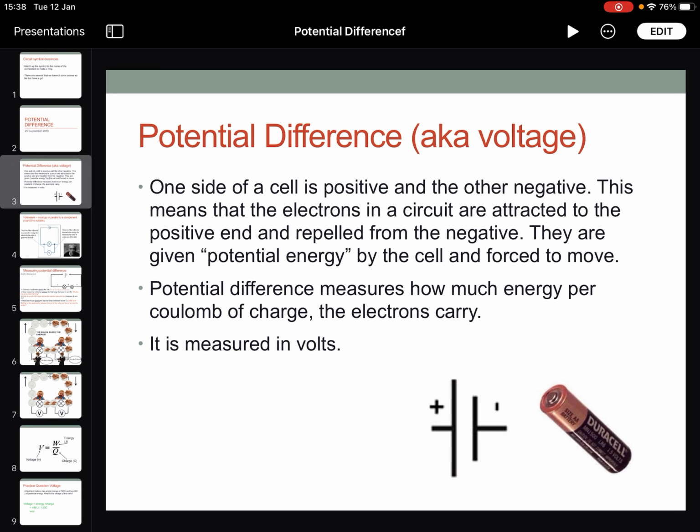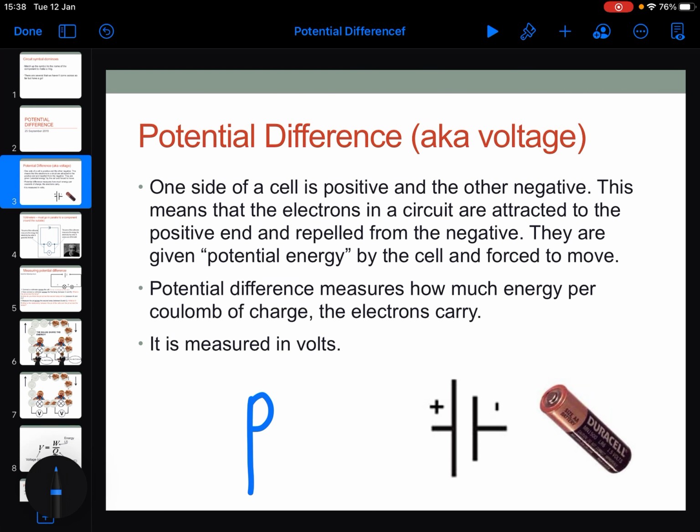So our first bit of notes is a little bit more detail about voltage or potential difference. I know we made vague notes the other day, but I'm going into more detail. One side of a cell is positive and the other is negative. You can see here, the long side is positive and the short side is negative. The way I remember it is I always draw the long side as P for positive, and the short side has a short one like N for negative. That's how I remember which one is which.